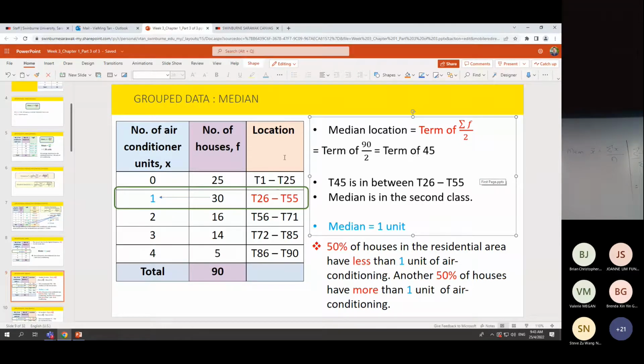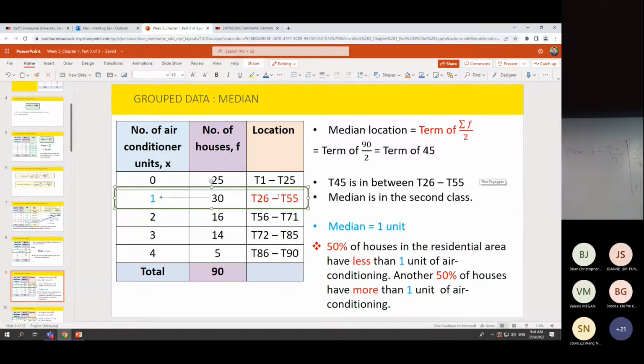Now we go to the location column that we have built just now and check. T45 is within which class then? Is it under the first class? No, because the first class is for T1 to T25. So T45 is not in the first class. Now I move to the second class. Is it within 26 to 55? Yes. T45 is within T26 and T55, so this class is the median class, because T45, the median term, is within this range.